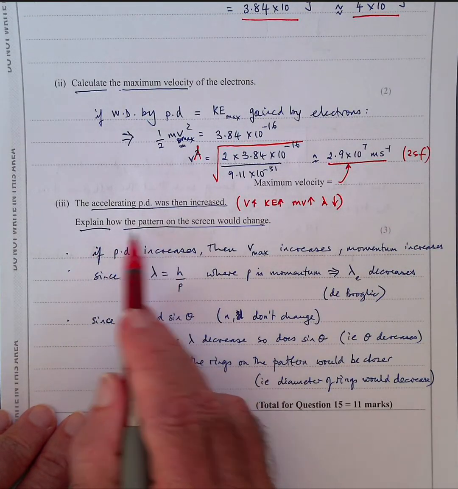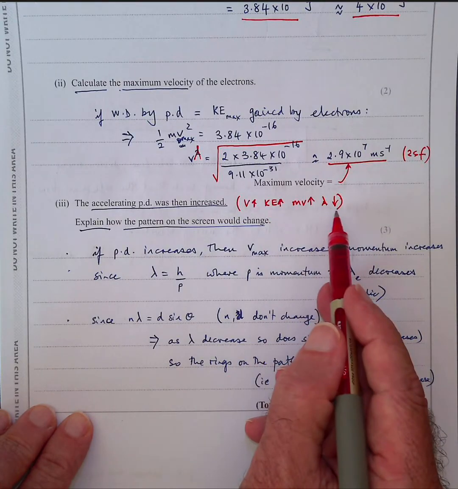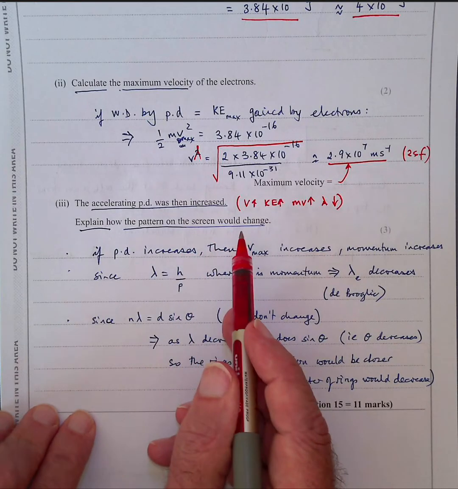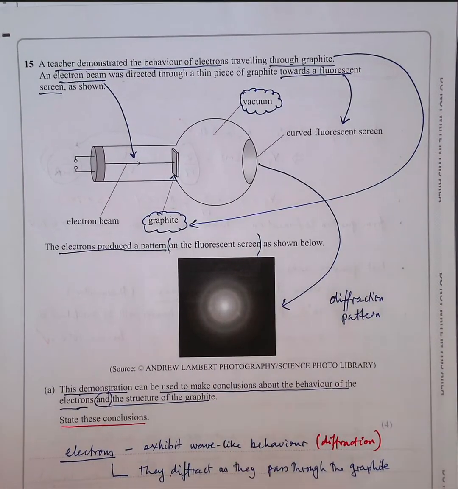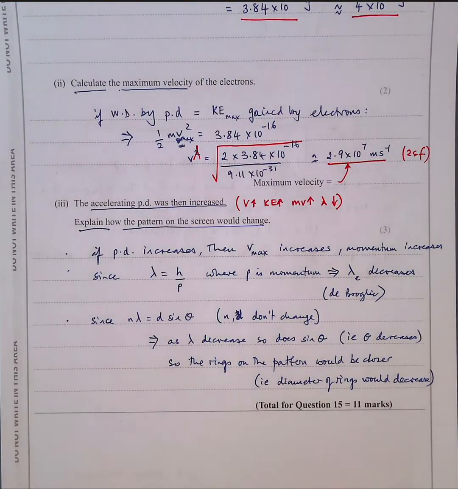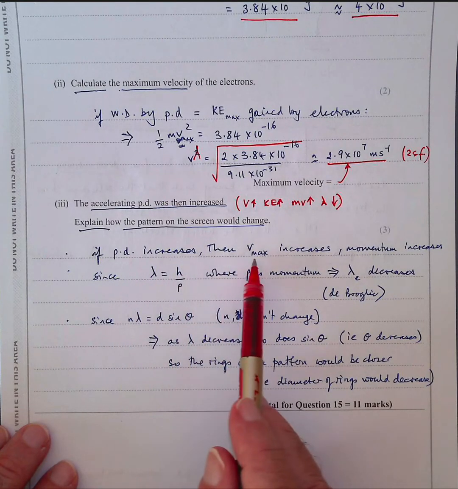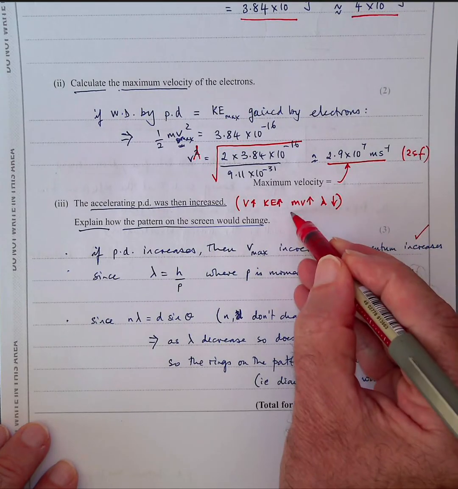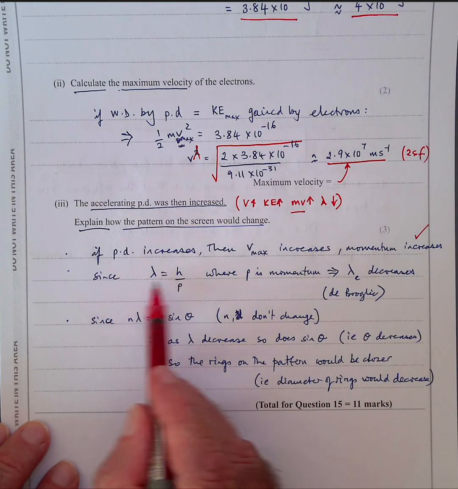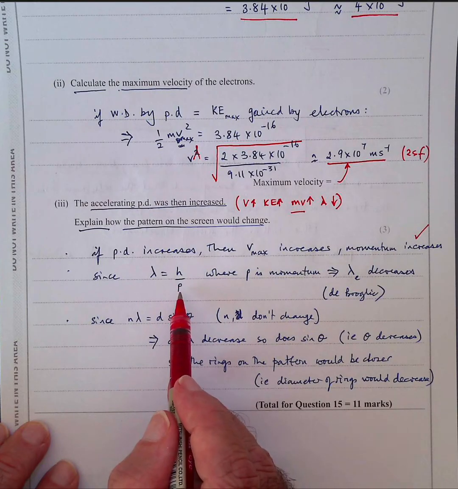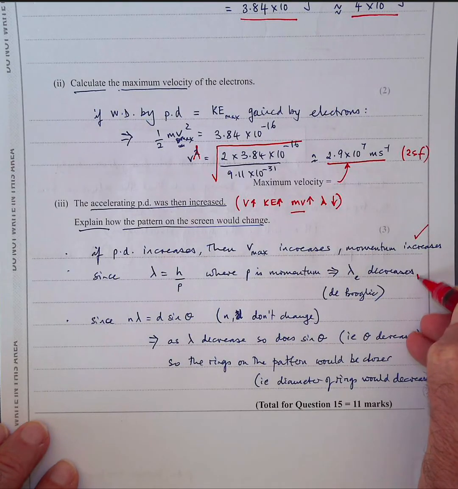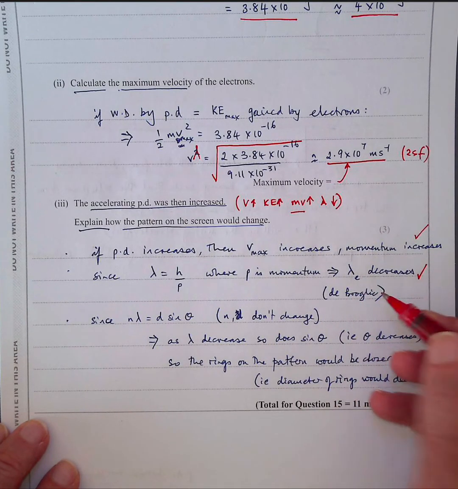So explain how the pattern, so once we know that, you can work it out just by what I've just explained. Explain how the pattern on the screen would change. Well, the pattern on the screen looked like this, concentric rings. Okay, so what's going to happen to the pattern? If the PD increases, the maximum velocity increases, and momentum increases. So you get 1 mark for getting up to there. Since lambda is inversely proportional to the momentum, where p is momentum, the lambda of the electrons, the de Broglie wavelength, will decrease.